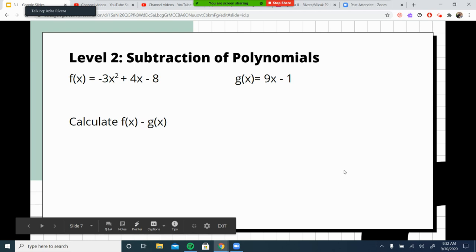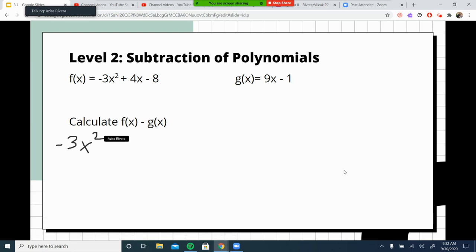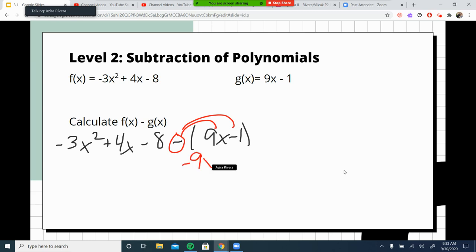So again, I'm going to write my f of x. I'm not doing anything to my f of x. My f of x is staying. But my g of x is going to get that -1, which means I need to distribute. I need to change the sign. So that +9x became -9x, then -1 became +1.